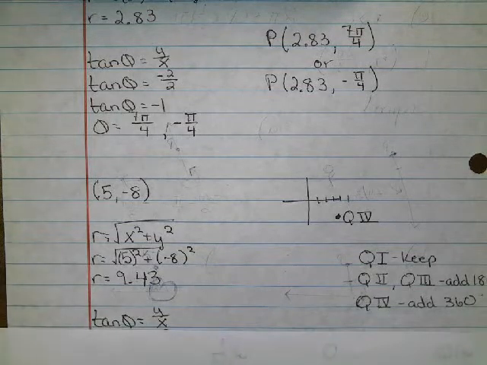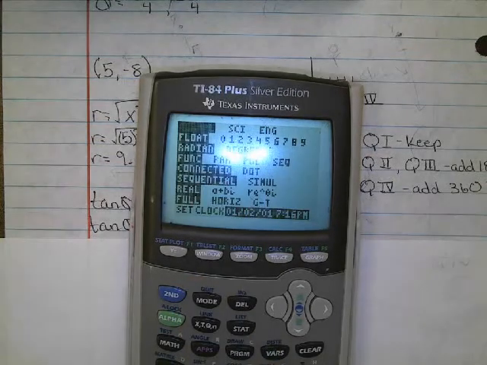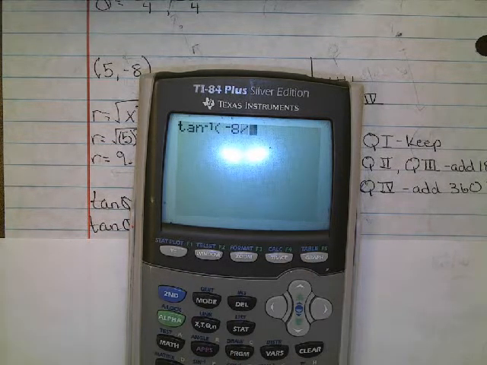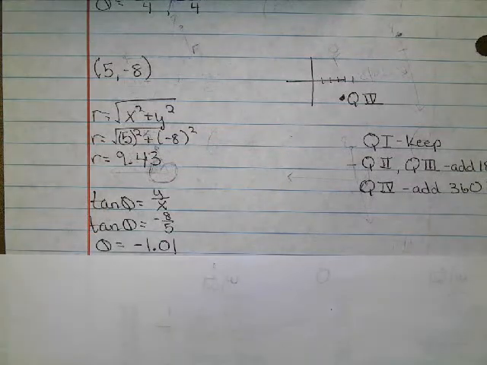So tangent of theta, remember, is y over x. I'm plugging in my y and my x, so I get -8 over 5. Now we know -8 over 5 does not lie on the unit circle. It's not a defined point on there that we can pick from. So what I have to do is use my calculator. And since we always want theta in radians, you need to make sure you're in radian mode. So I hit my mode, and I am in radian mode right here. So now to find the angle, I'm going to take second tangent (inverse tangent) of -8 over 5, and that gives me -1.01. So that's why theta is -1.01.